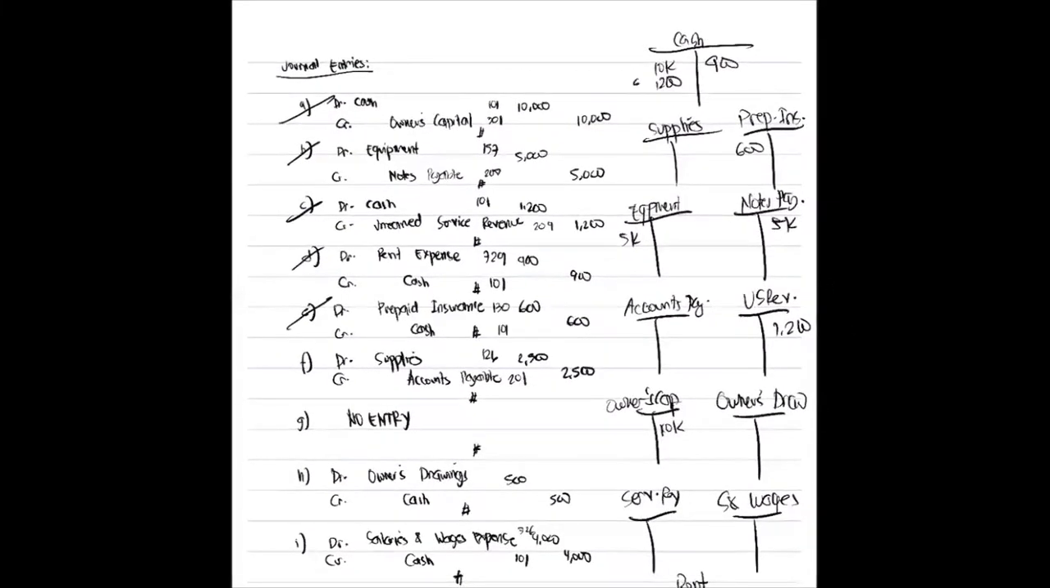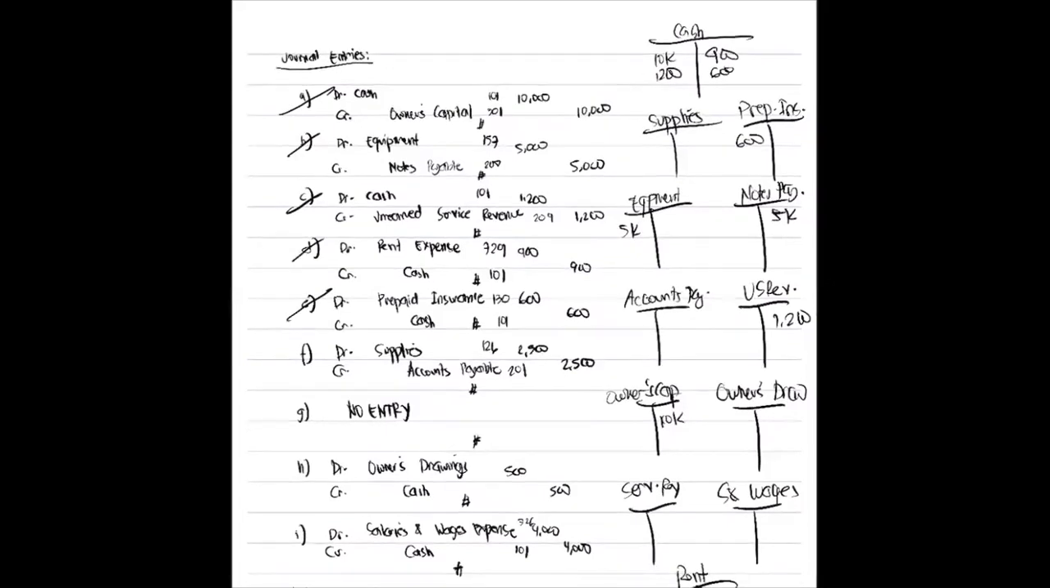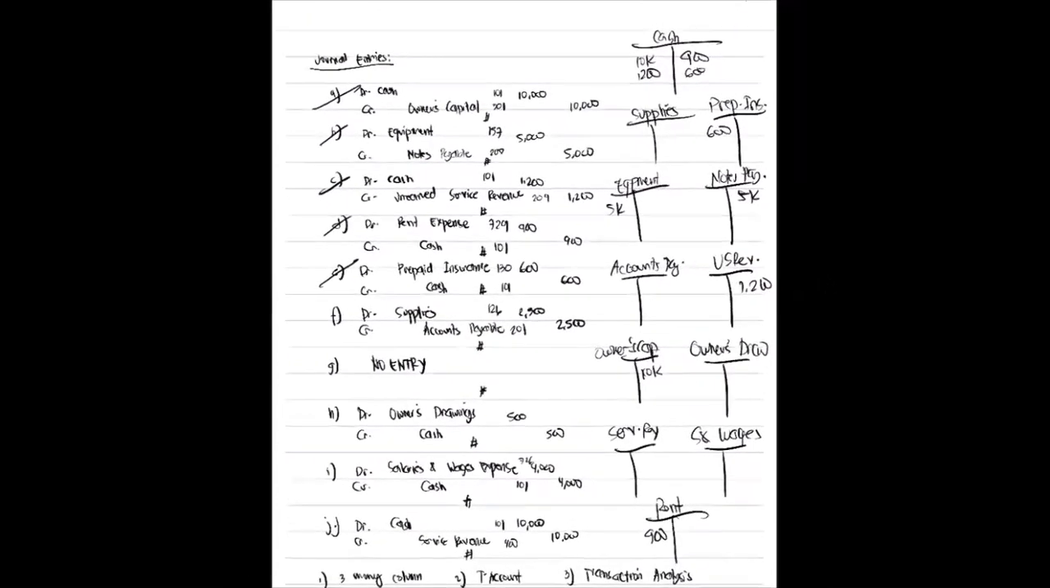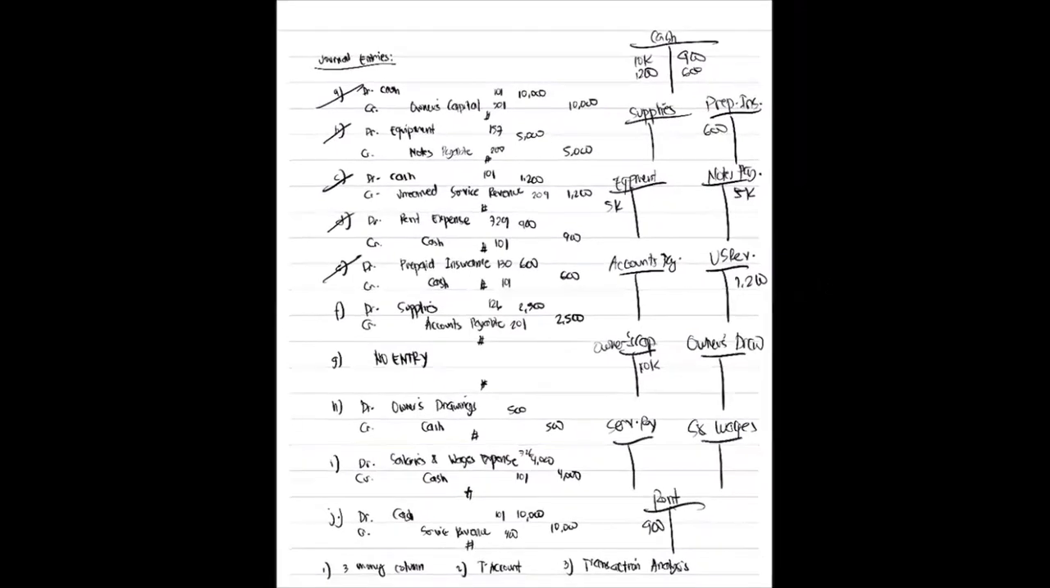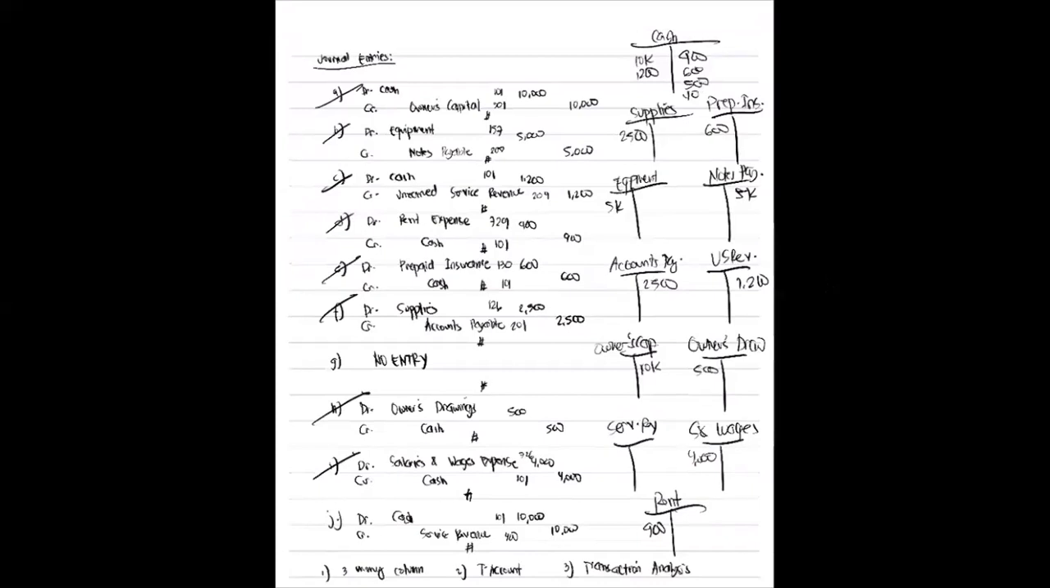Next, prepaid insurance debited 600, cash credited 600. So we reduce the cash by 600. Okay? Next, supplies debited at 2,500. Accounts payable credited at 2,500. Then owner's drawing debited 500, and then cash credited at 500. Next, salaries expense of 4,000 debited, cash credited at 4,000. Next, we have your cash and service revenue. Cash debited at 10,000 and service revenue credited at 10,000.